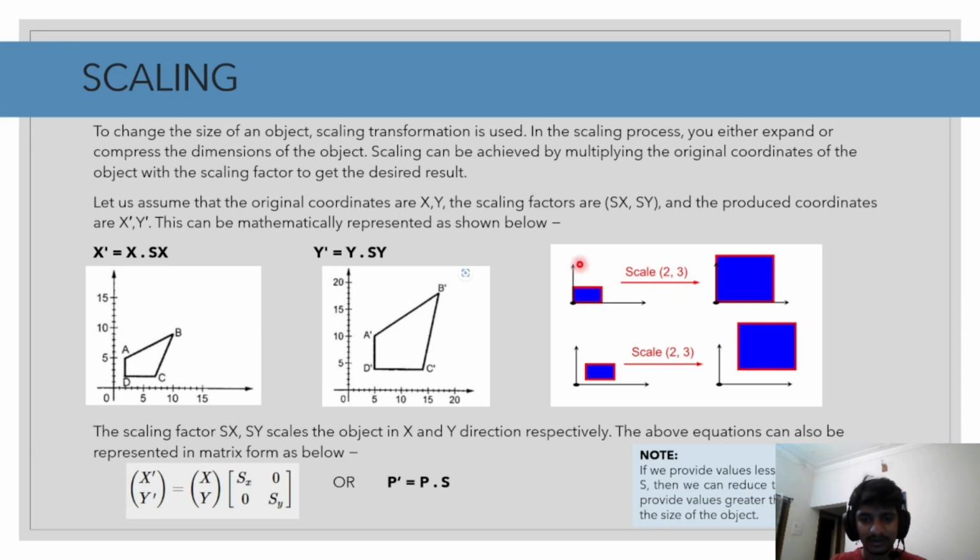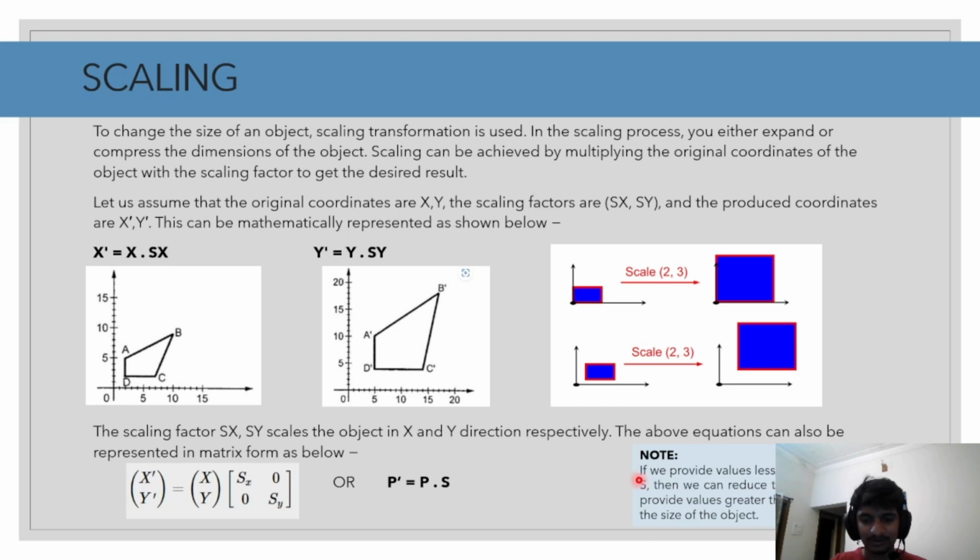So x-axis is scaled twice and y-axis is scaled 3 times. As you can see here, this is the y-axis, so it's increased 3 times, that is it's multiplied. So you get it somewhere here. And this is scaled twice, so x-axis is multiplied twice. So this is the end result you get.